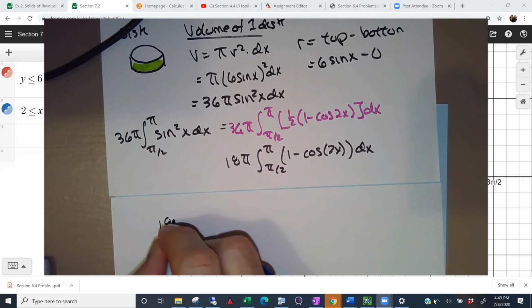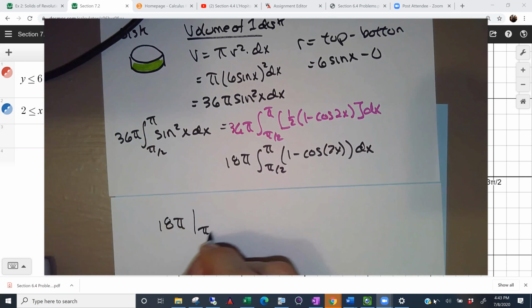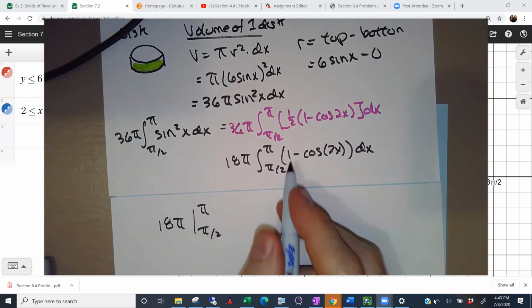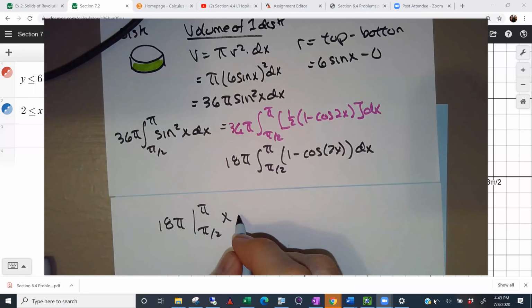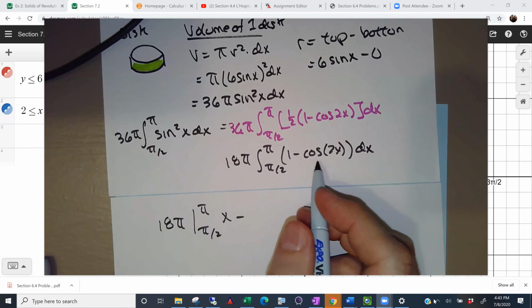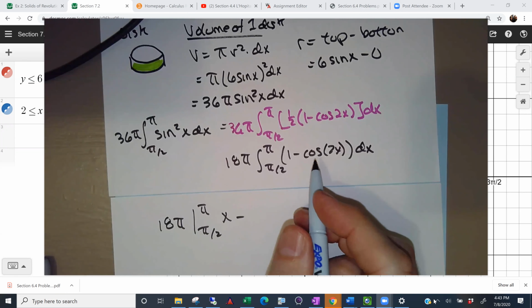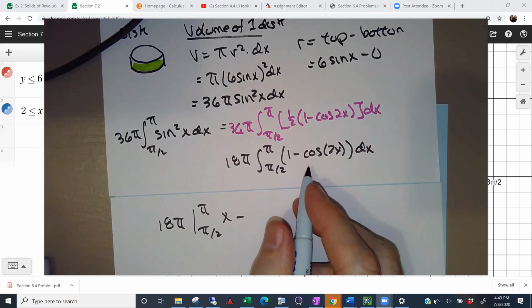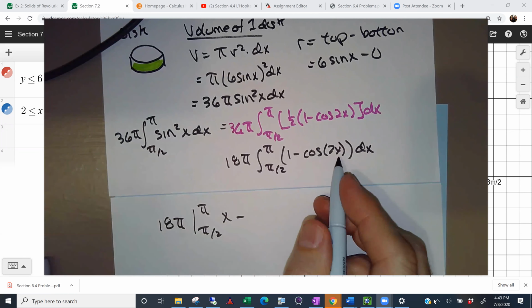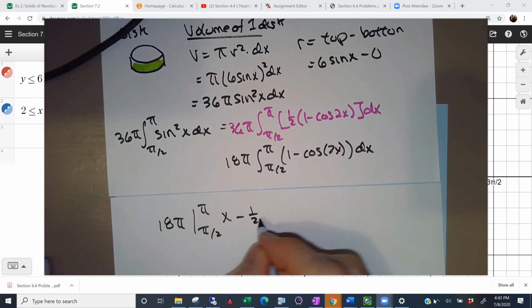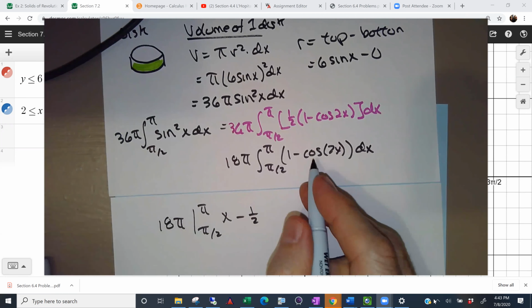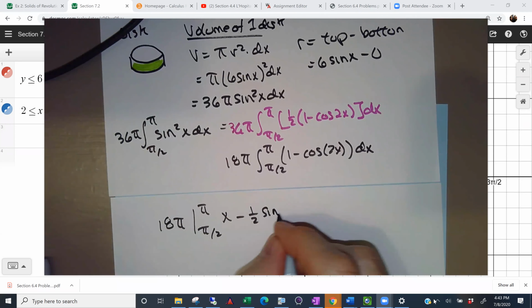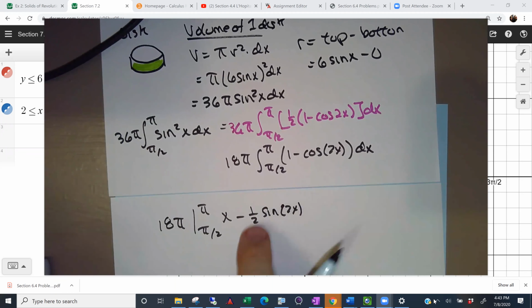Okay, 18 times pi over 2 to pi. Antiderivative of that is going to be x minus, is anyone getting better at doing these in their head? What's going to be the antiderivative here? Well, instead of multiplying by 2, I need to divide by 2, which is multiplying by 1/2. Sine of 2x. Now we have to go back and take a look. Do we have the right sign here? Would the sign have changed?